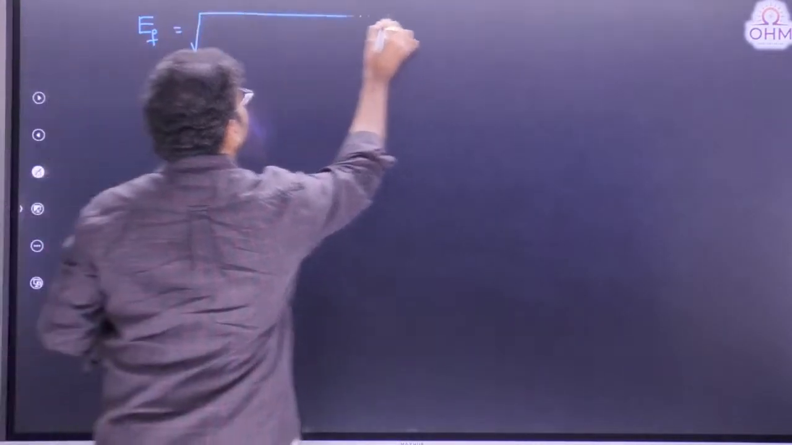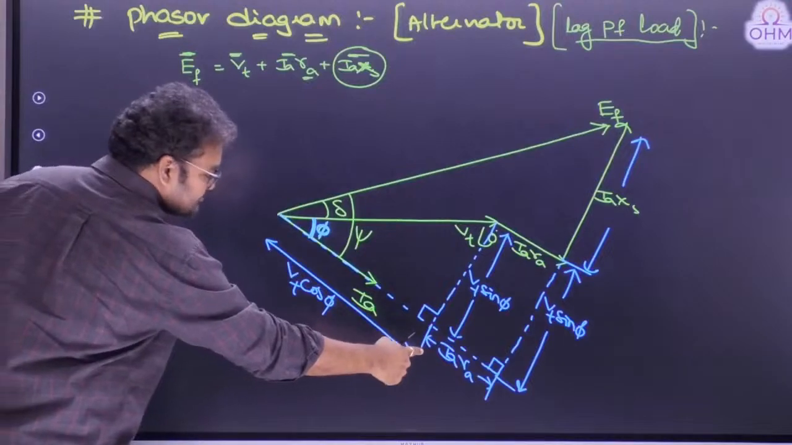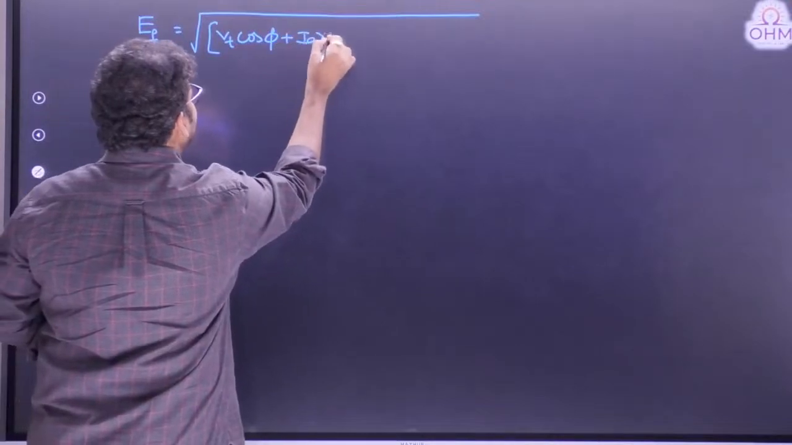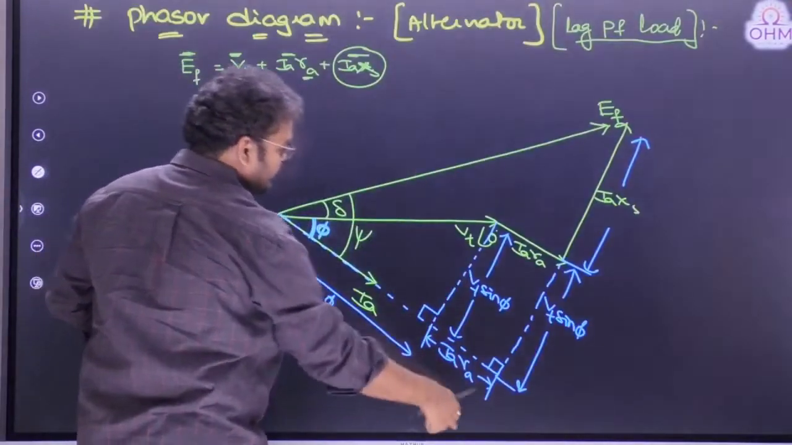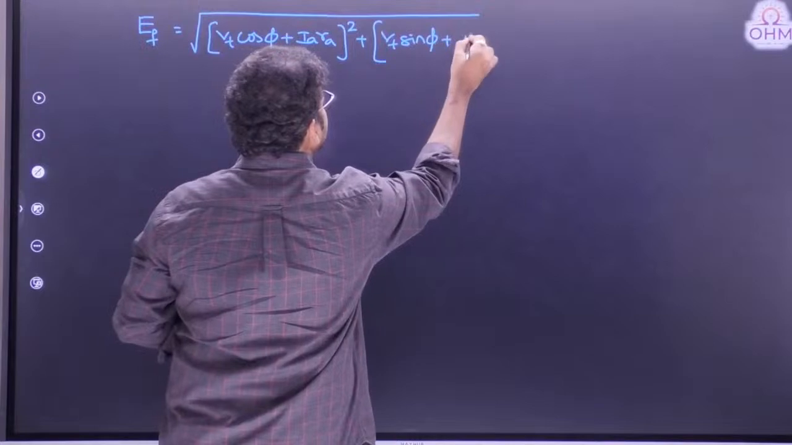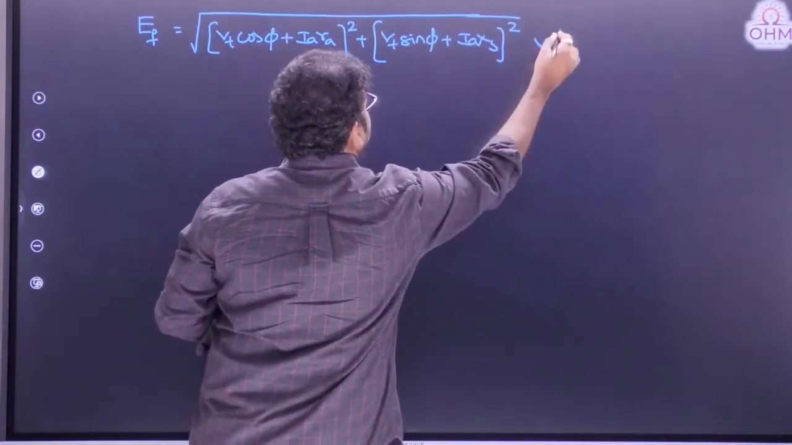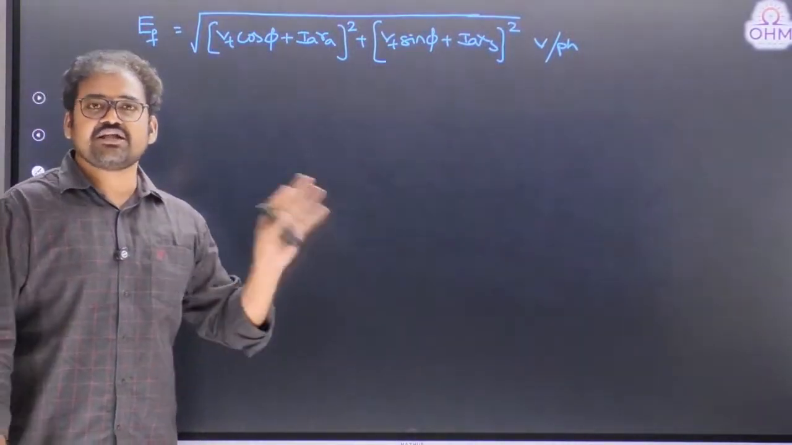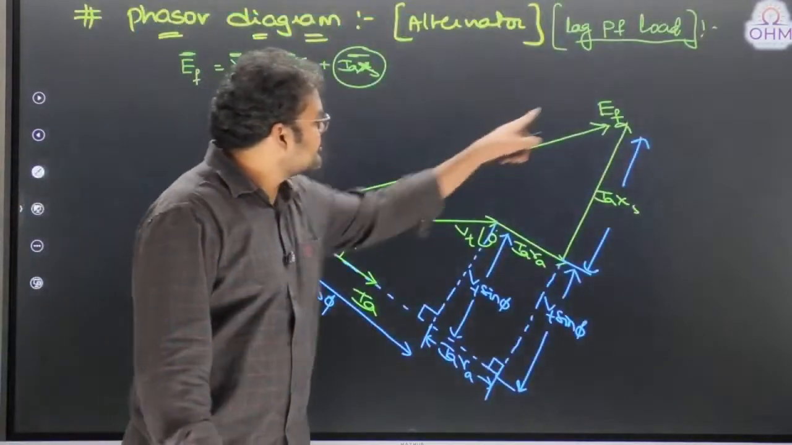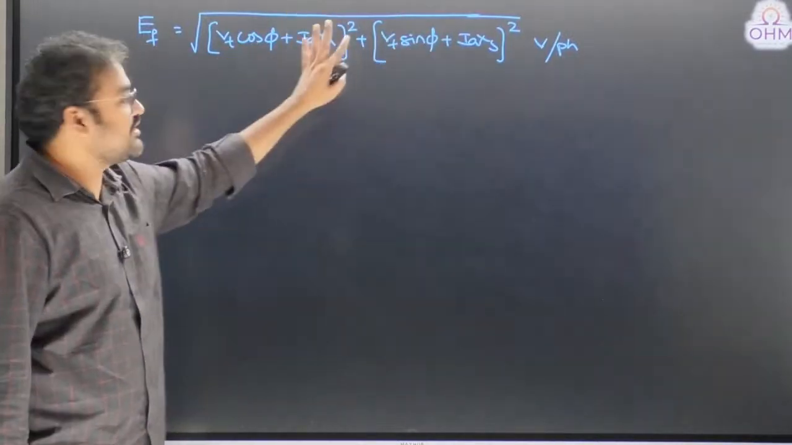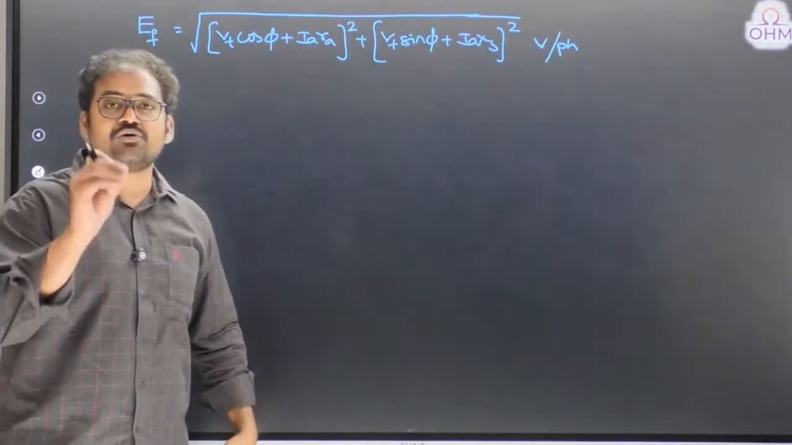So you can write Ef is equal to square root of, yes, one side Vt cos phi plus Ia Ra, whole square, the other side, the opposite side, Vt sin phi plus Ia Xs, whole square. If you use this formula, vector calculations are not required. You can directly get the answer for induced EMF magnitude. For that purpose you need Vt cos phi, Ia Ra, Vt sin phi, Ia Xs. Here the important thing is cos phi is the load power factor.